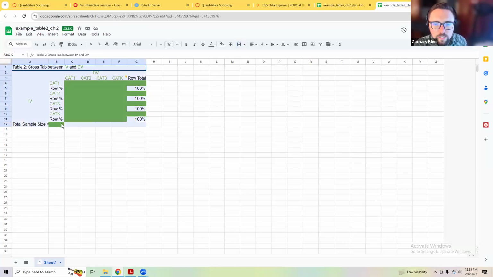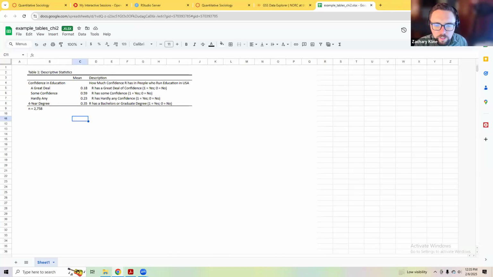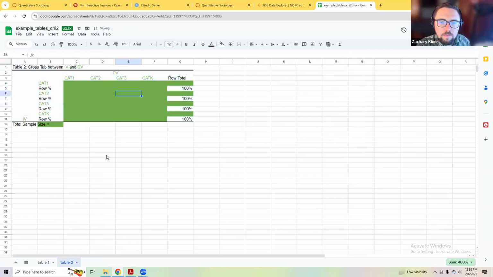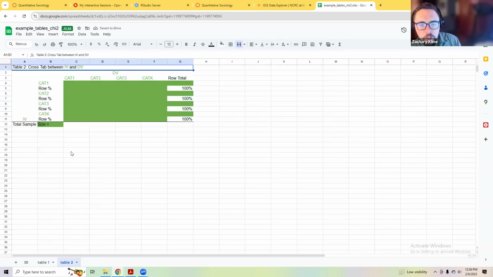All right, well, now I'll just take this one here and bring it back into our example tables. So again, here we're going to do the same thing for our table 2. We're going to edit categories. We're going to edit the stuff that's in green. We're going to fill it in.